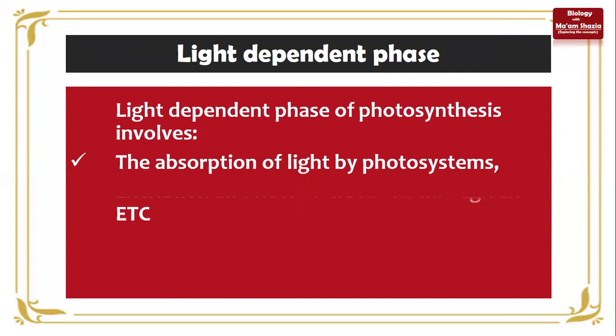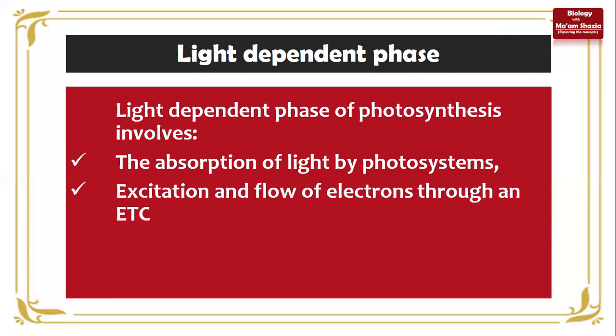So first of all, in the light reaction, there should be a photosystem which is going to absorb sunlight, and then there is an excitation of an electron. Obviously, the sunlight within the photosystem will excite the electrons. The electrons are capable of taking that energy and transferring it to other molecules within the plant, and then there is a flow of electrons through an electron transport chain.